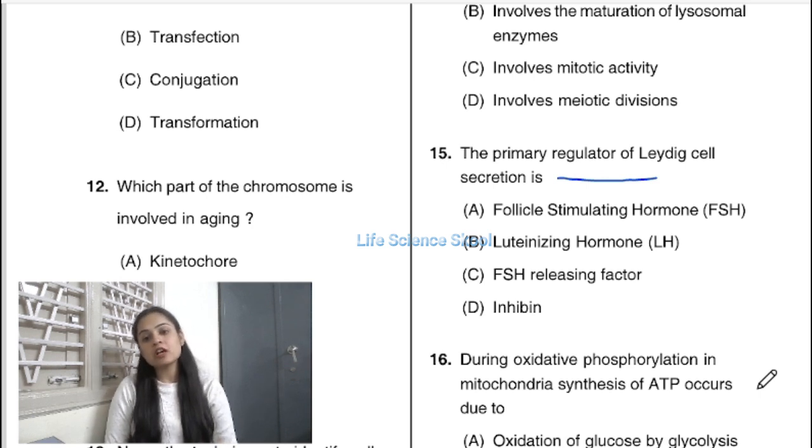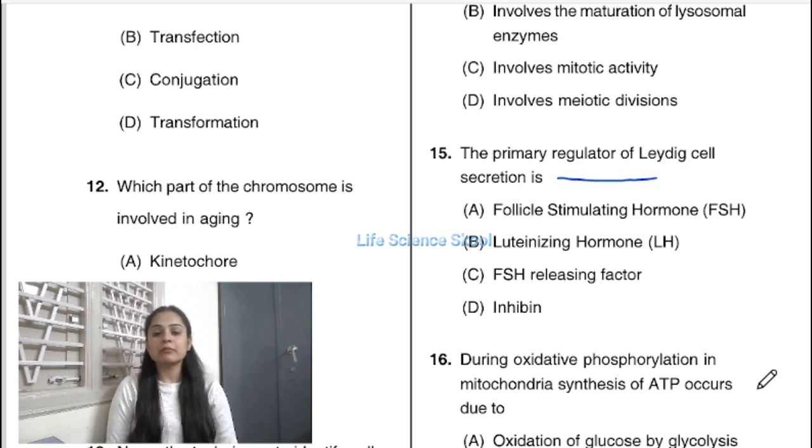Coming to the luteinizing hormone, it is also a gonadotropin produced from the anterior part of the pituitary, and this luteinizing hormone is going to work with the Leydig cells, or interstitial cells, as I just mentioned, to produce testosterone. And the third option, FSH releasing factor, is the one which helps to release the follicle stimulating hormone. So that factor is called a releasing factor.